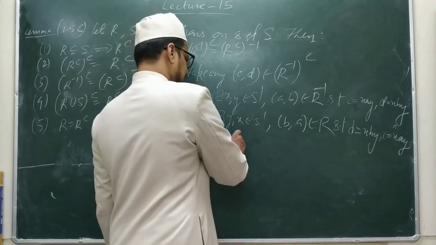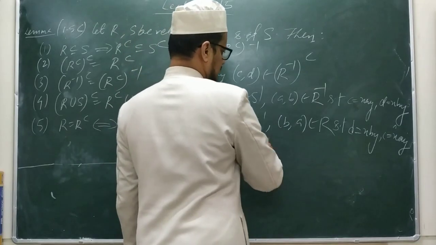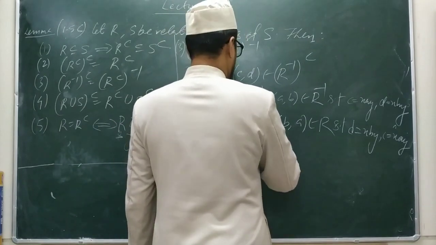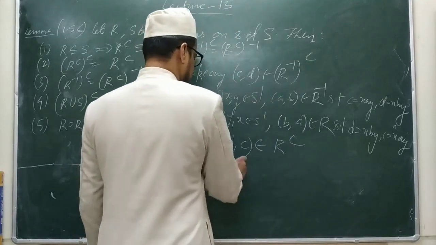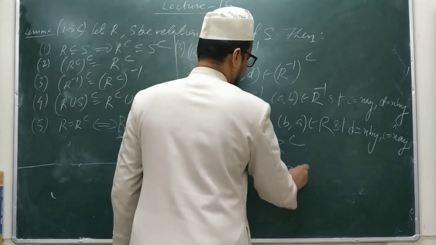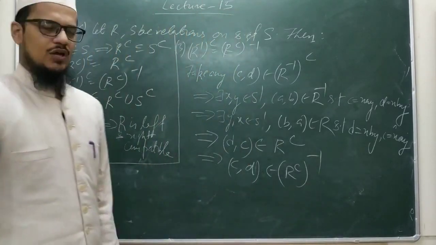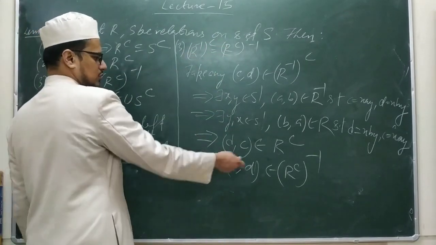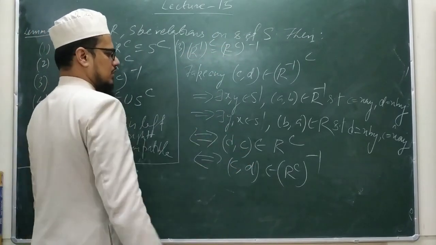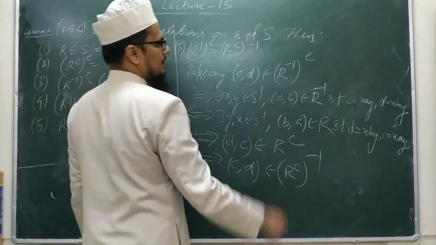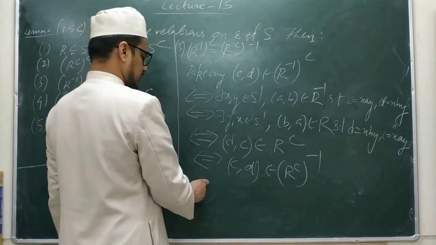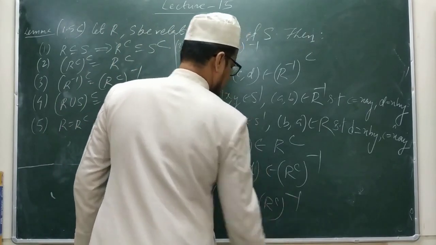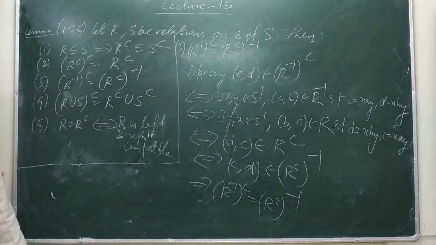Now it implies that D, C belongs to R^C, so C, D belongs to (R^C) converse. Now can we go the reverse side, that if C, D belongs to (R^C) converse, of course D, C belongs to R^C. Now of course this happens, and it implies what? (R inverse)^C is equal to (R^C) inverse. So this part is again proved.